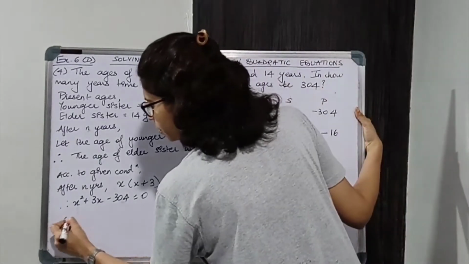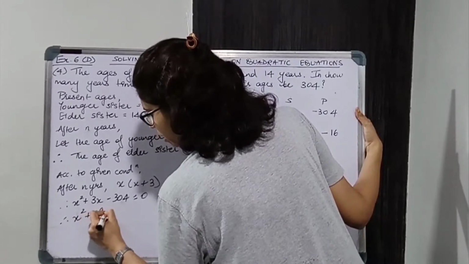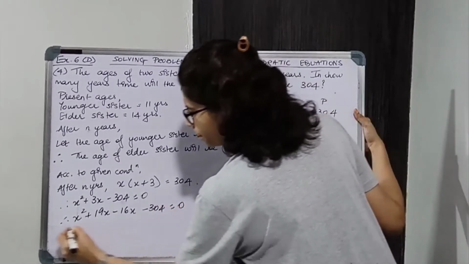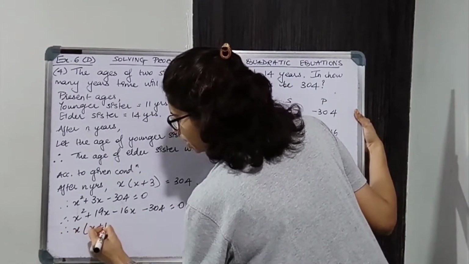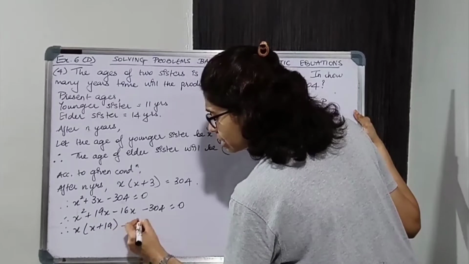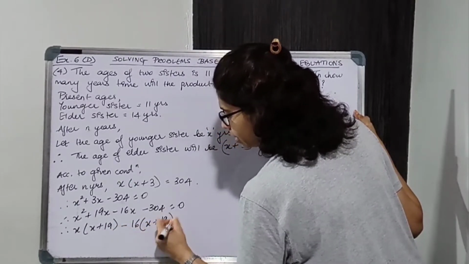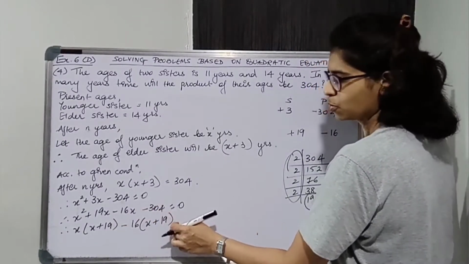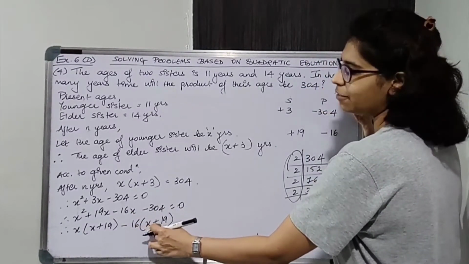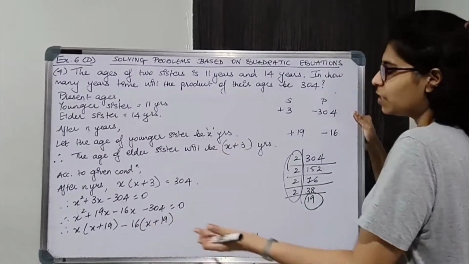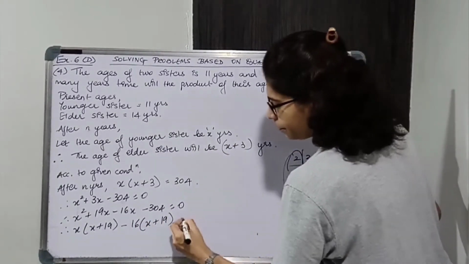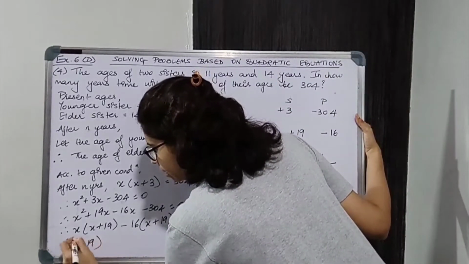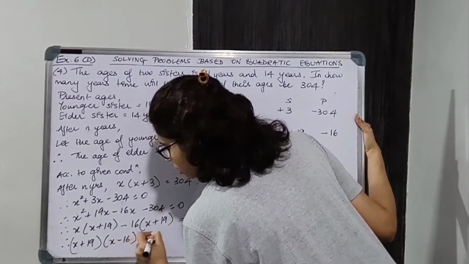Alright. So splitting the middle term, 19x minus 16x minus 304 is equal to 0. Taking x common, x plus 19 minus 16 into x plus 19. Signs will change when you take minus outside. This becomes positive, this becomes positive. Your 16 went out, so x is left. 16 into how much gives 304? We just found the factor, 16 into 19. Okay, so x plus 19 into x minus 16 is equal to 0.